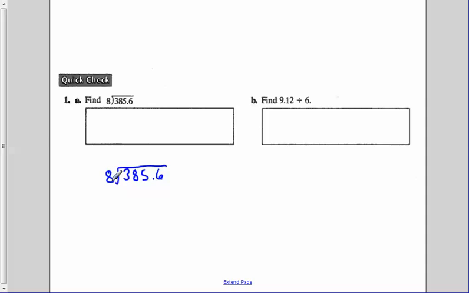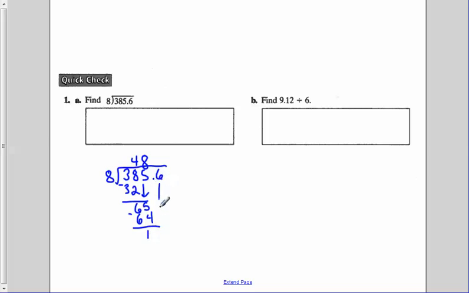And 8 goes into 38. Well, I'm going to have to think, 8 times 4 is 32, so that's as close as I'm going to get without going over. So 8 minus 2 is 6. 3 minus 3 is 0, so I'm done with that one. So I bring down my 5, and 8 goes into 65 8 times. 8 times 8 is 64. I subtract, and I get 1.